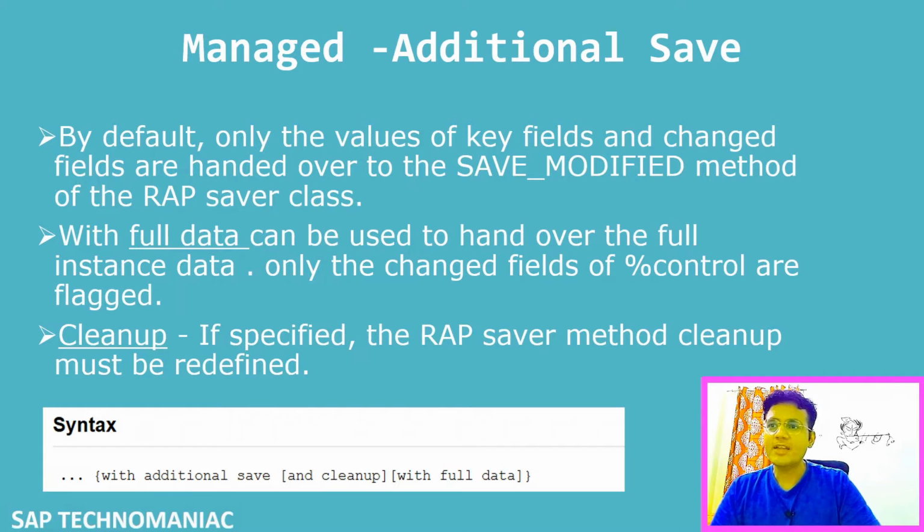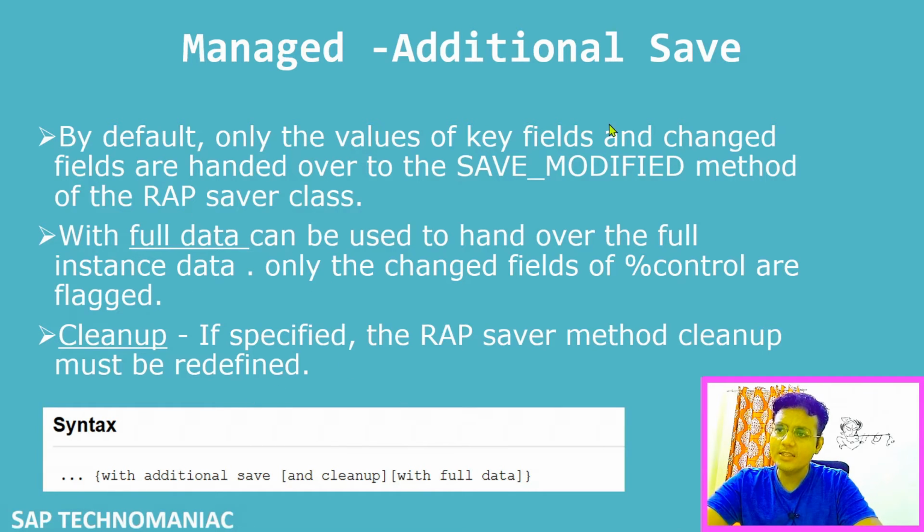In managed save with additional save, apart from this particular additional save, we have two more options. One is full data, and the second is cleanup. As I told you, for the managed save we have to implement a method called the save modified method, where we write the code for the additional save apart from the save done by the managed save.